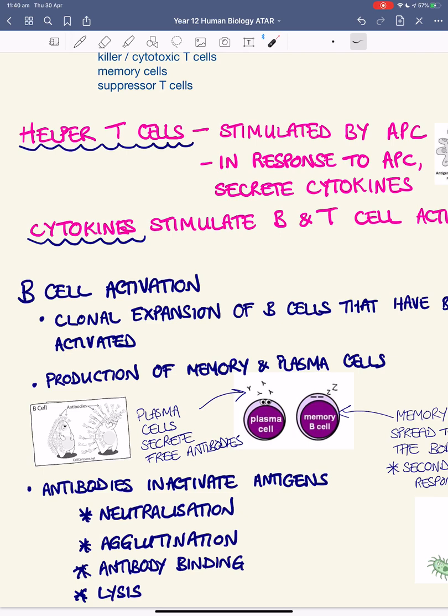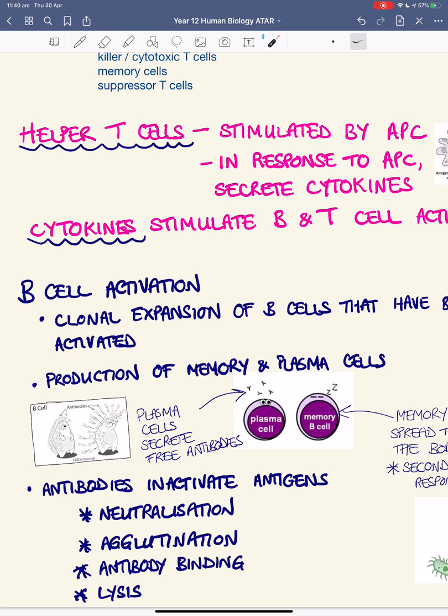They bind to the foreign antigen and either neutralize the pathogen, carry out agglutination, carry out antibody binding, or induce lysis. Hopefully you are familiar with those 4 different ways that antibodies can inactivate antigens. If not, please go back to PowerPoint number 3 and review the notes from there.